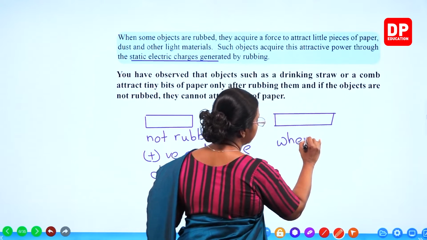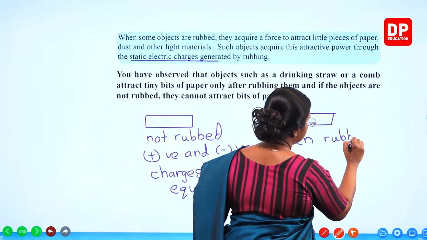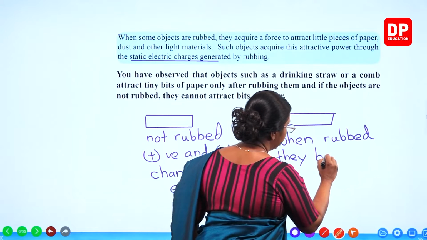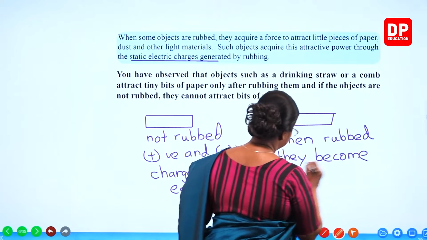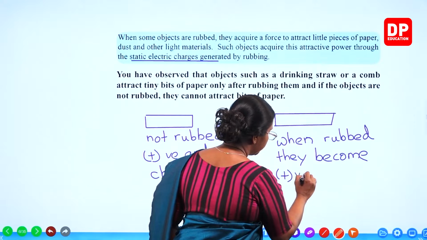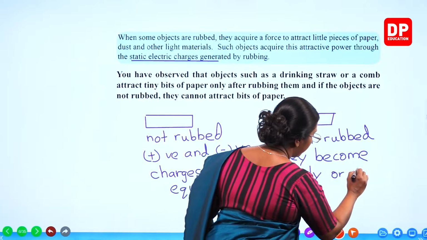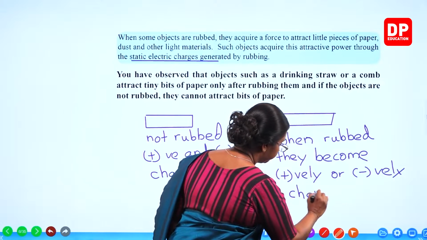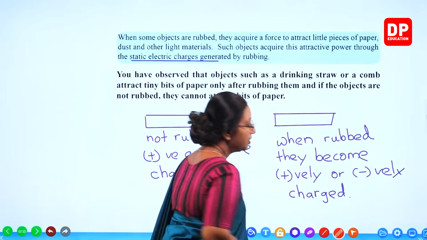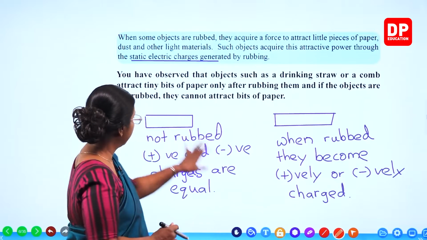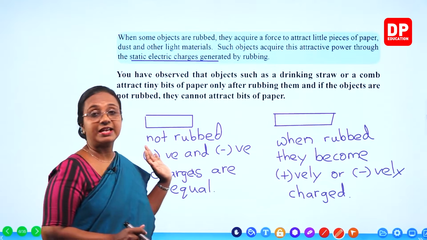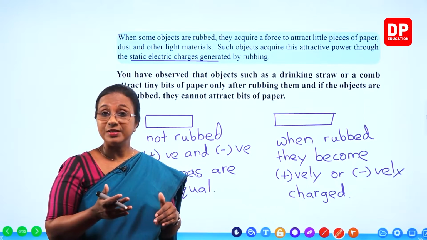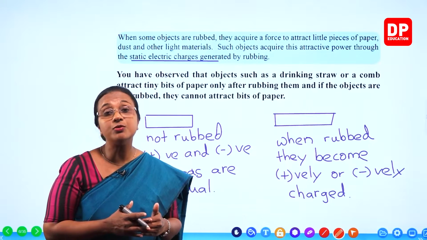When rubbed, they become positively or negatively charged. So that is what happens here. When they are not rubbed, they have positive and negative charges, but in equal number. So that is why normally we say matter is electrically neutral.